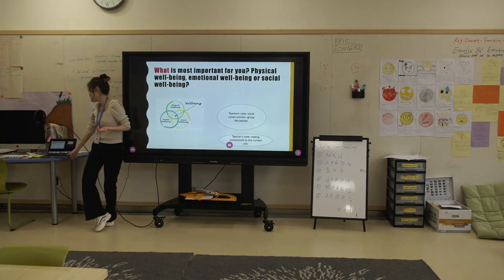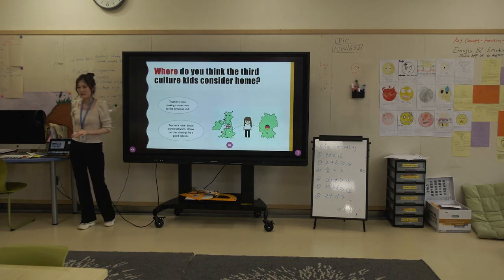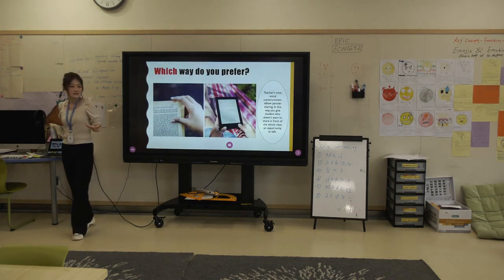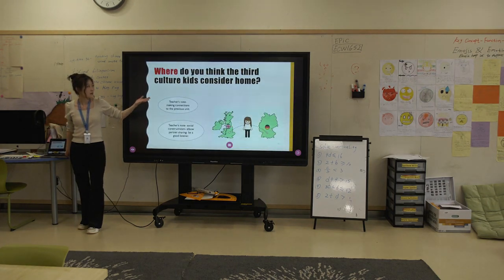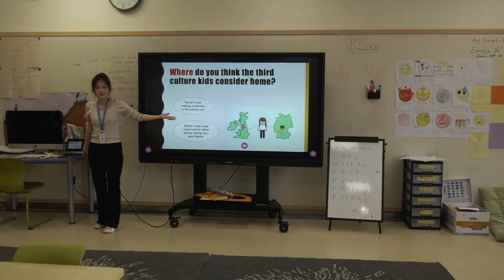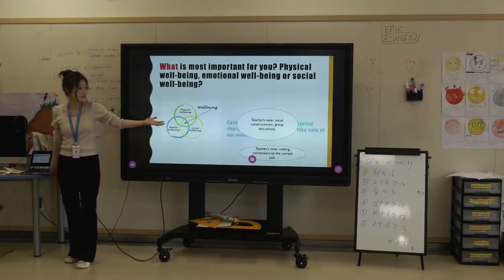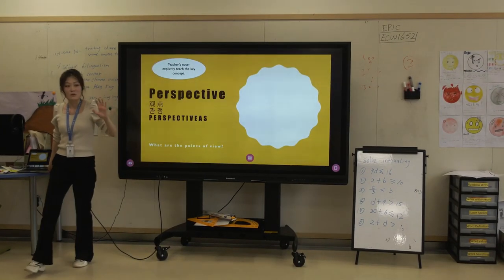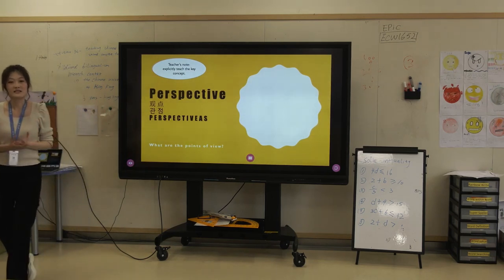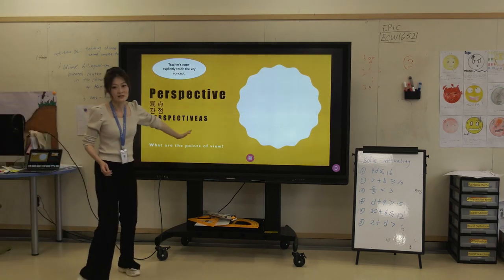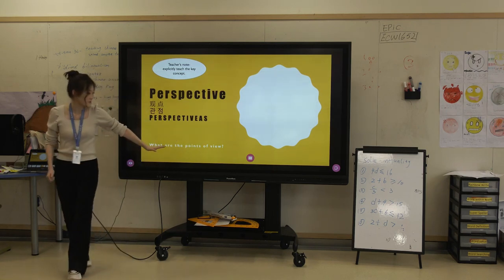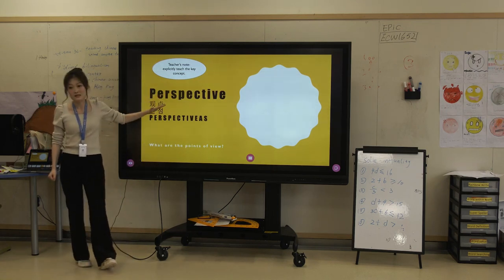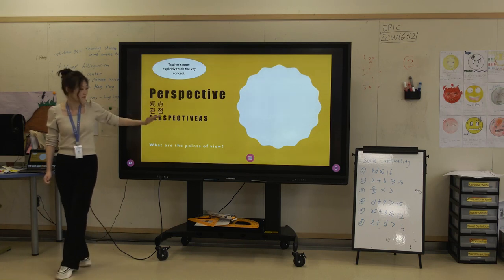We talk about your preference of reading. We shared your ideas about our favorite characters. And we talk about where third culture kids consider home. Either perspective or connection. Excellent. The key concept we are going to work on today is perspective. So perspective means different points of view. And this is a key question for this key concept, perspective.